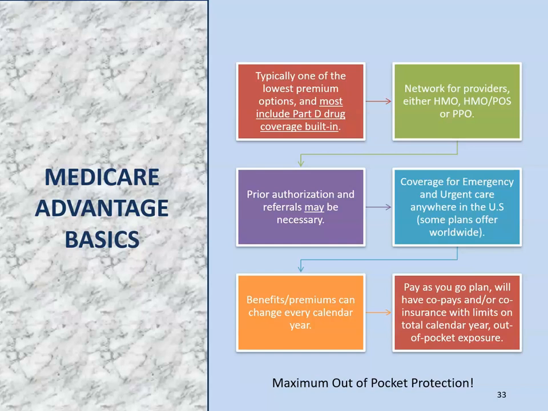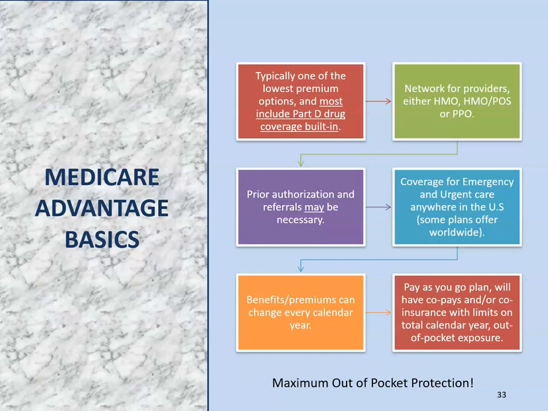In addition, typically these Medicare Advantage plans are one of the lowest premium options out there, and most include Part D drug coverage built in. And you'll see whenever you meet with your insurance advisor that some plans even offer a $0 monthly premium. The caveat, though, is there's a network of providers, usually through an HMO, POS, or PPO plan. So there are some limitations as to who you can see because it's provided by these insurance companies. And for the most part, you're going to need prior authorization and referrals from a primary care physician.